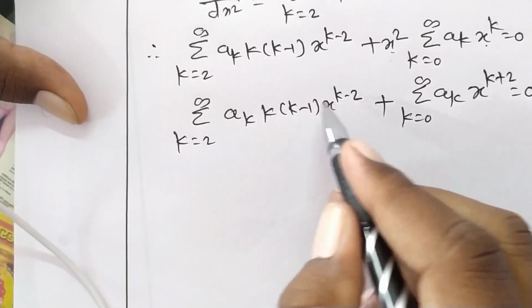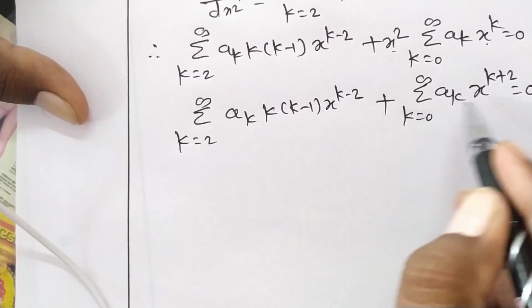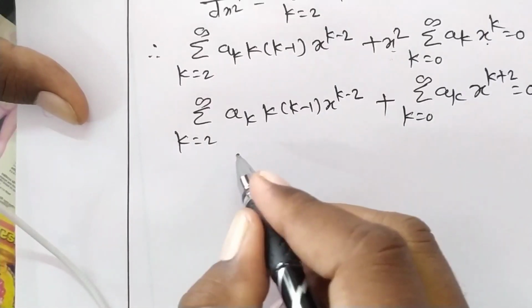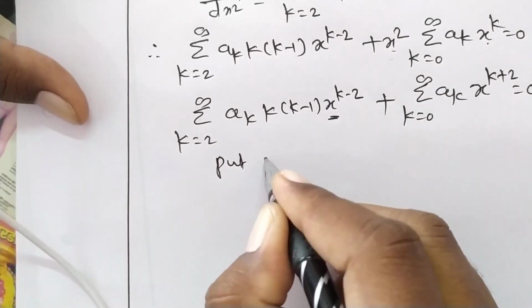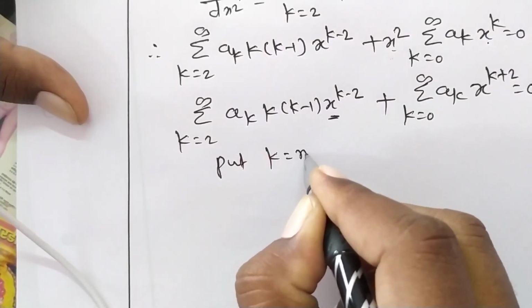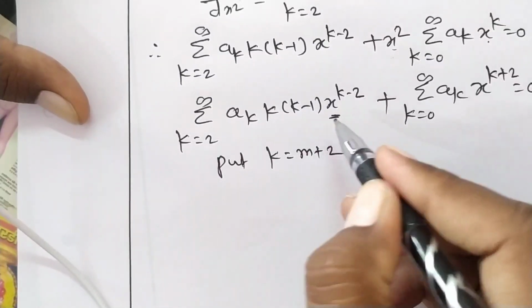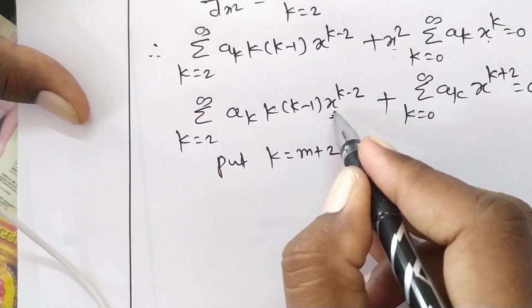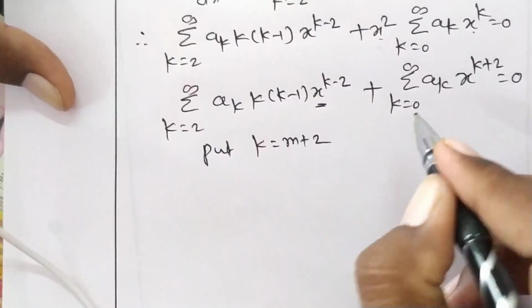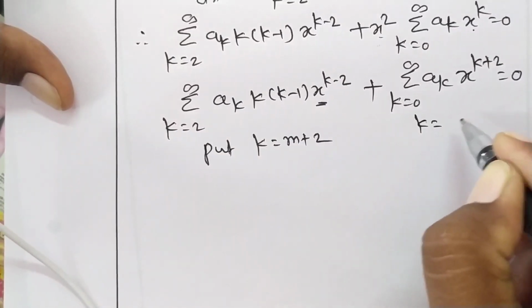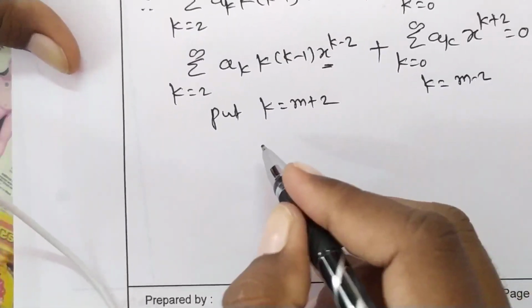For the recurrence relation, we want the power of x to be the same in both series. So in the first series, if we put k equal to m plus 2, we get x to the power m. And in the second series, if we put k equal to m minus 2, then the two get cancelled and we get x to the power m.